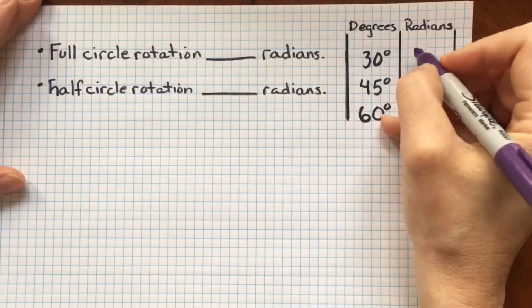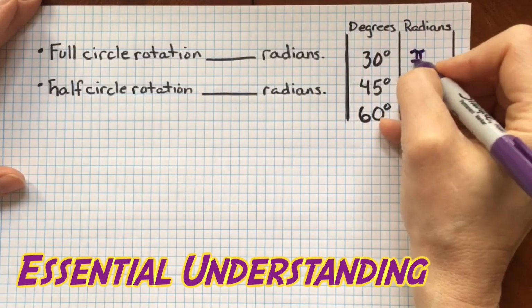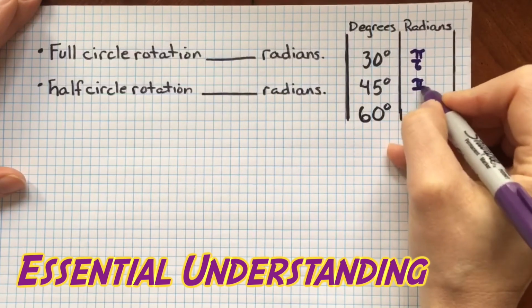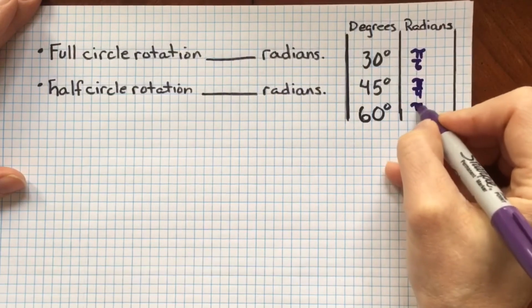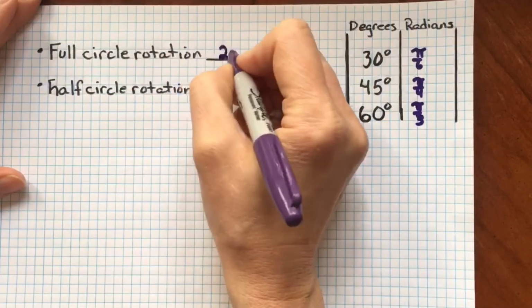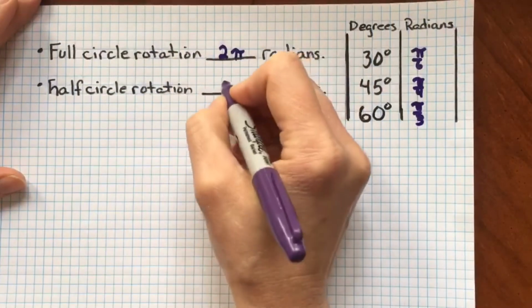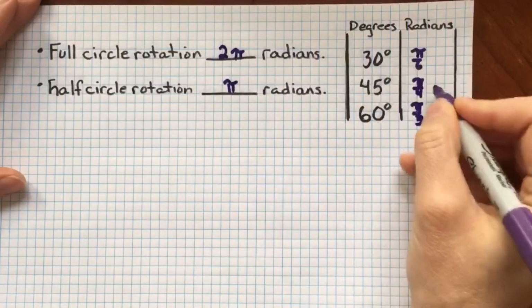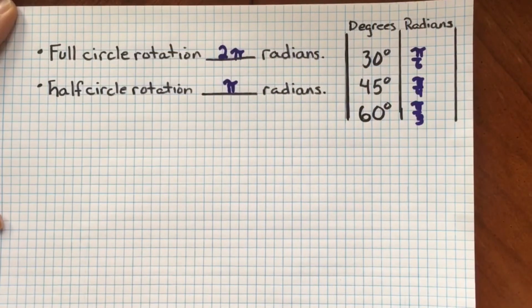The ones we know, of course, 30 degrees is pi over 6, 45 degrees is pi over 4, and 60 degrees is pi over 3. We know, too, that a full circle rotation gives me 2 pi radians and a half circle is pi radians. So this is great. What about angles that we do not know? Then we need to have another method. So let's use the degrees and radians that we have on the ones we know to learn what to do.